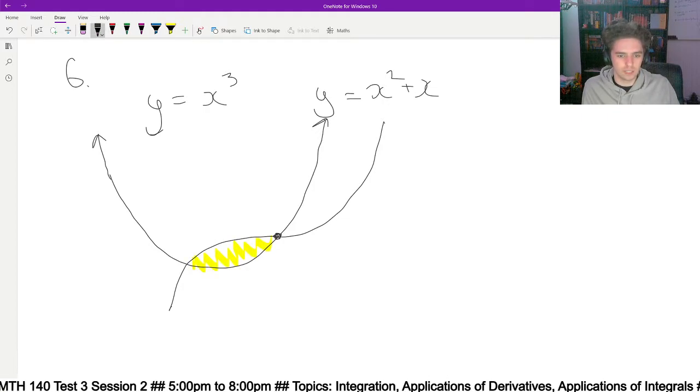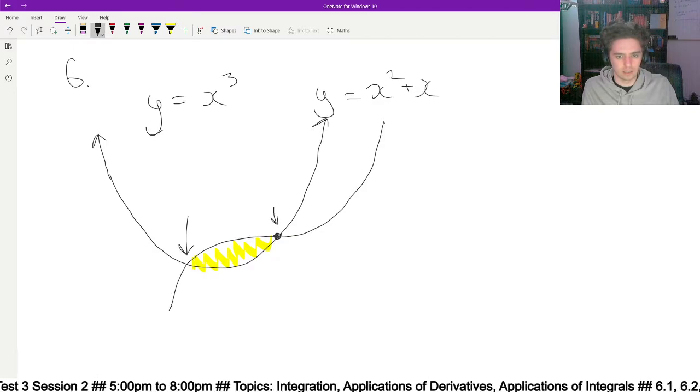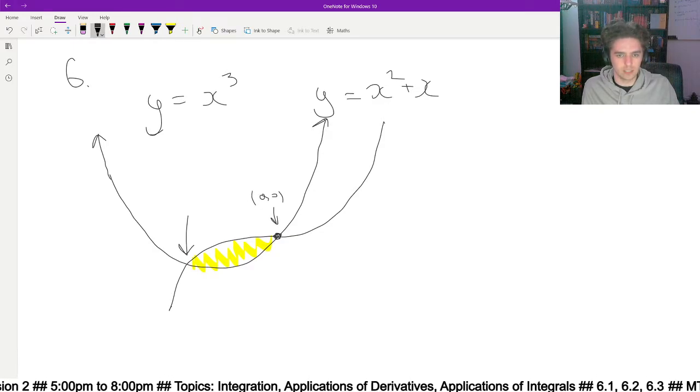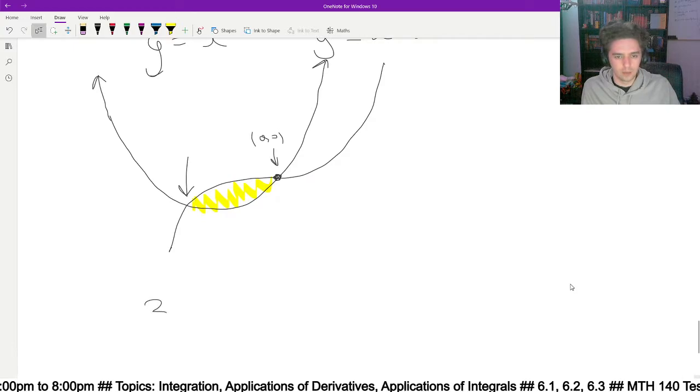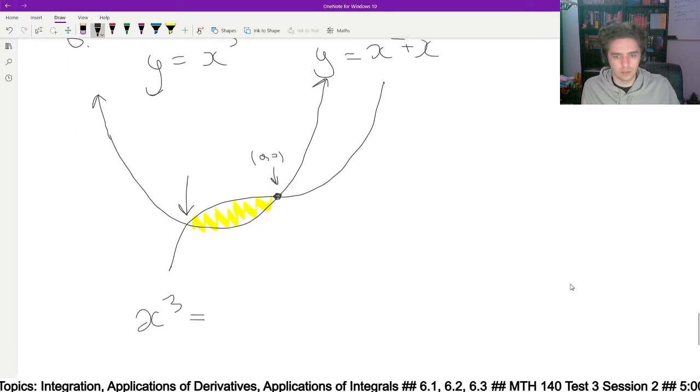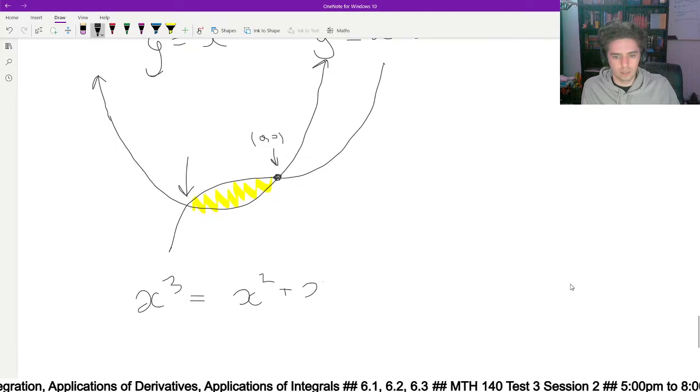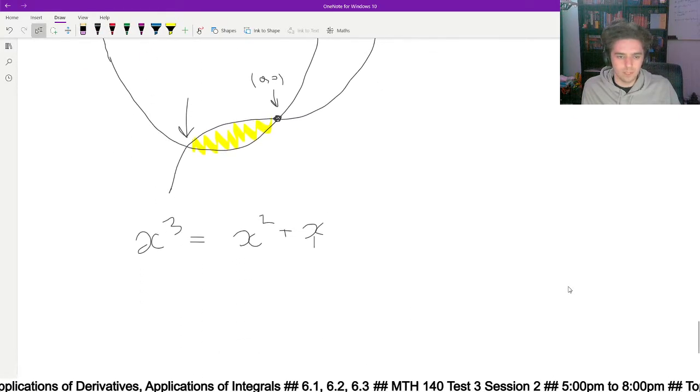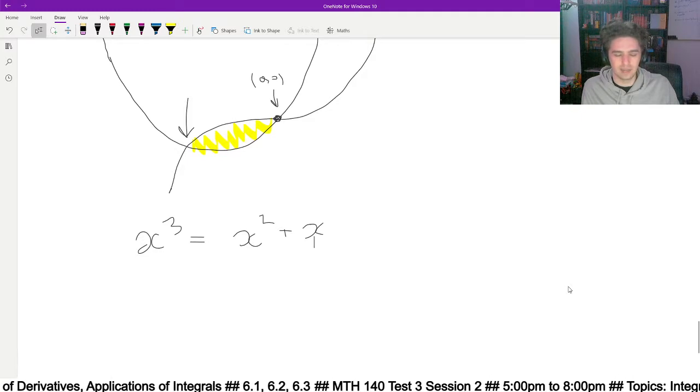Let's figure out what this intersection point is here, though. So this is 0, 0. That's 0, 0. Let's figure out what that intersection point is. We're going to set x cubed equal to x squared plus x. We can divide everything by, not by 0.